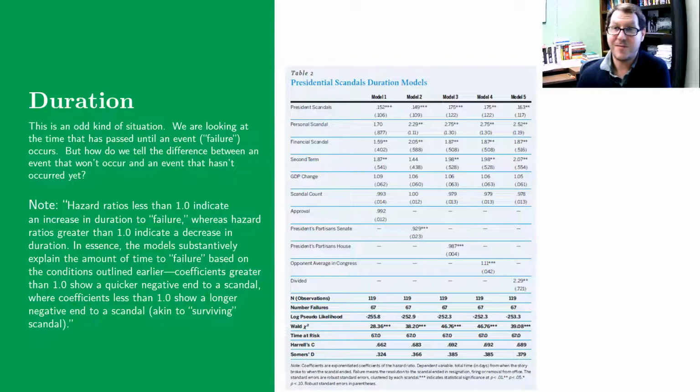Likewise, what do I do if I've hit today? If there's an ongoing scandal and I don't know if this person is going to resign tomorrow or in 20 days, or if they're going to hang on to the end of the term, again, I can't observe the full length of that duration, and it's censored. And so we have special statistical models that are designed to handle those kinds of situations.